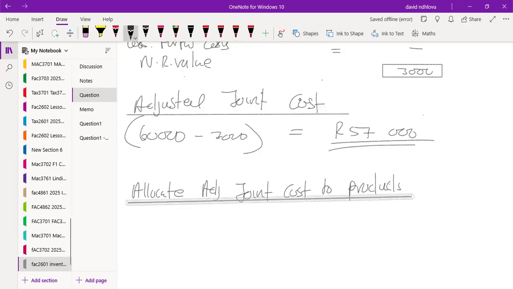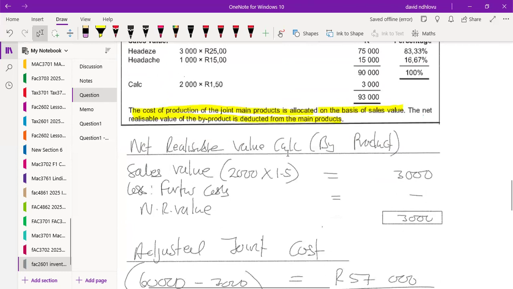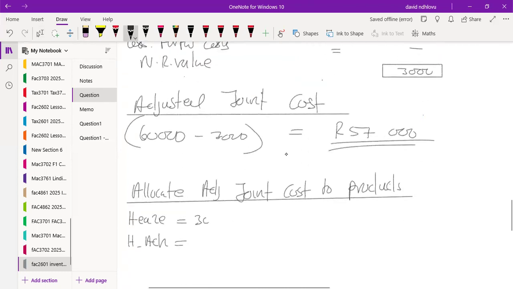Right, in which case you then say you have got your head EC. So you use the relative selling price, which is the total sales of the quantity produced. So we go to each product, 3,000, 1,000. Those are the quantities. Then we multiply by the selling price, 25 and 15. We were given those, and then we can get our total.